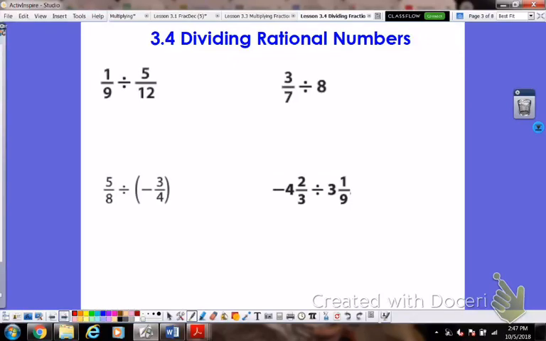In lesson 4, we will be talking about dividing rational numbers. Again, rational number, any number that can be written as a fraction. Dividing rational numbers is basically just like multiplying with one extra step at the beginning. We take our division problem and change it into a multiplication problem by multiplying by the reciprocal.